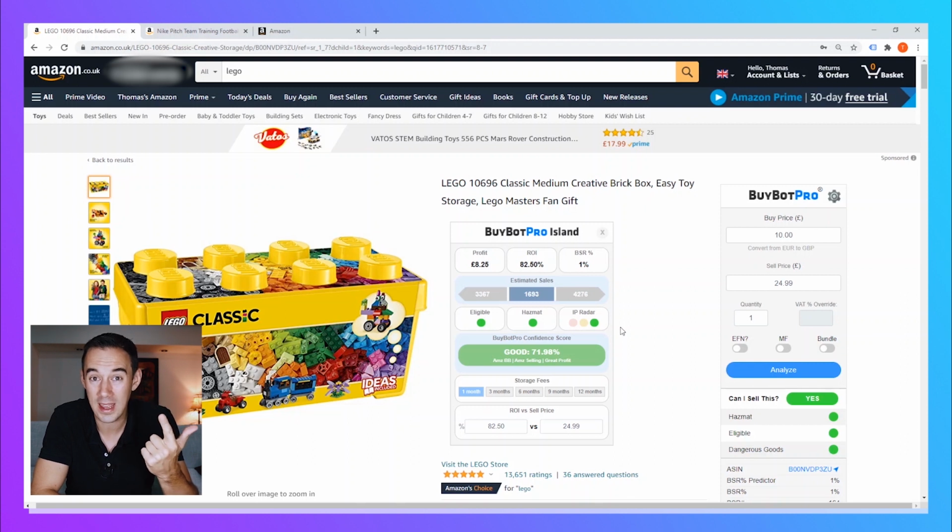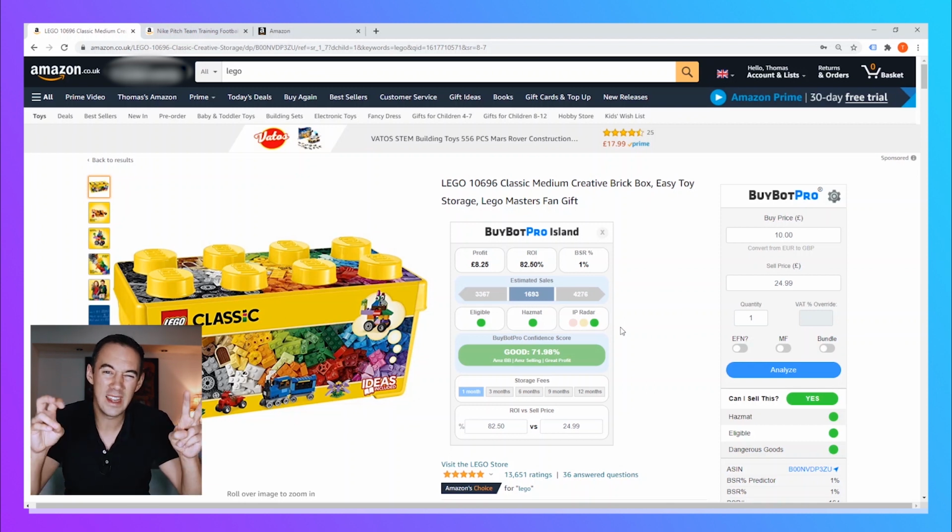Can I ship it in, i.e. hazmat? Is it green? Is not hazardous? And also, will I get a problem if I sell this product? IP radar. So good opportunity to check it there. I'm looking for green across the board. Once I can see green across the board, what I'm going to be looking for is profit and ROI.